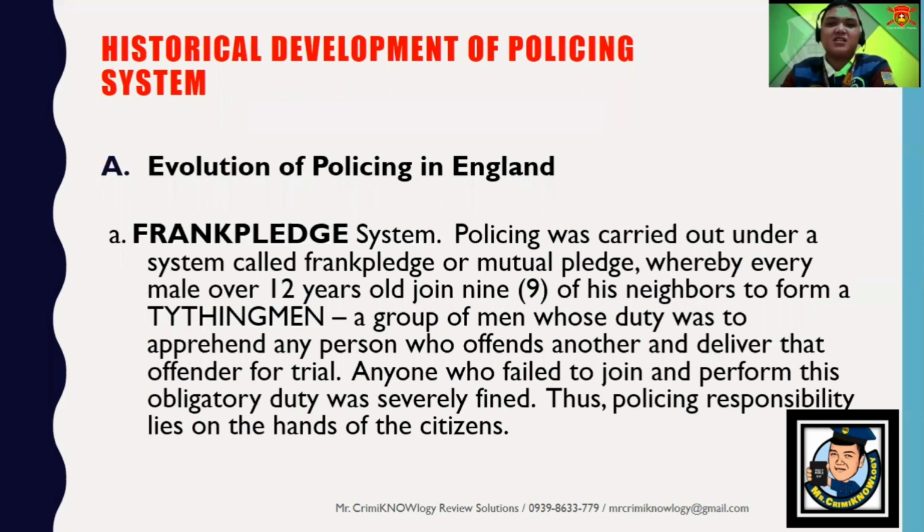The frankpledge system is a policing system carried out under a system called frankpledge or mutual pledge, whereby every male over 12 years old joined nine of his neighbors to form a tithingmen. So it means ten families will have one representative, and those ten men, males over 12 years old, will form the tithingmen, or the tenth men. A group of men whose duty was to apprehend any person who offends another and deliver that offender for trial. Anyone who failed to join and perform this obligatory duty was severely fined. Thus, policing responsibility lies in the hands of the citizens.